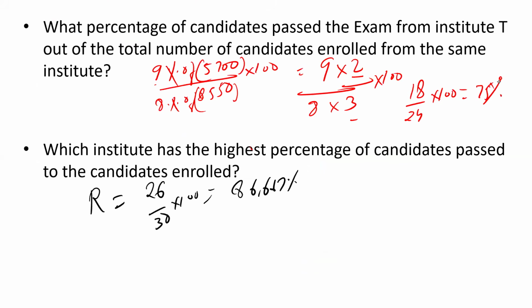Whichever has the smallest difference will have the highest value. Now understood? Because 26 and 30 difference is 4. Check all the remaining fractions. The differences are more than 4.